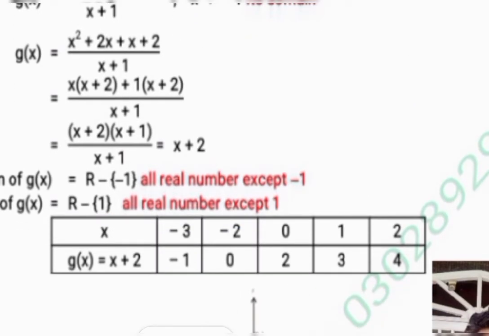If we put some values in this function for the graph, g of x is equal to x plus 2. If we put -3, the answer will be -1. This is a linear function. You can put 2 or 3 values as I have told you in the first part, but if we put some more values, we will get a better graph. If we put -2 here, the answer will be 0, and if we put 0, the answer will be 2. If we put 1, the answer will be 3. If we put 2, the answer will be 4.